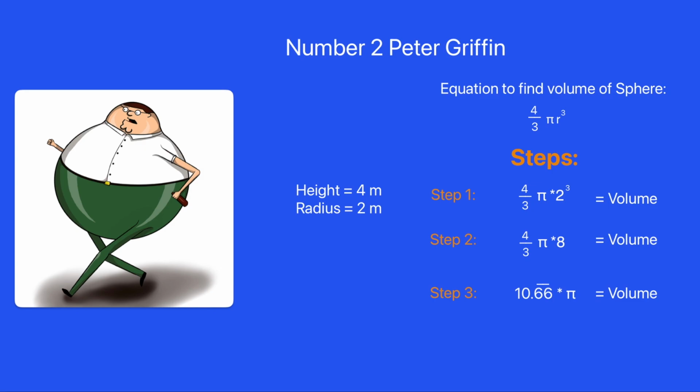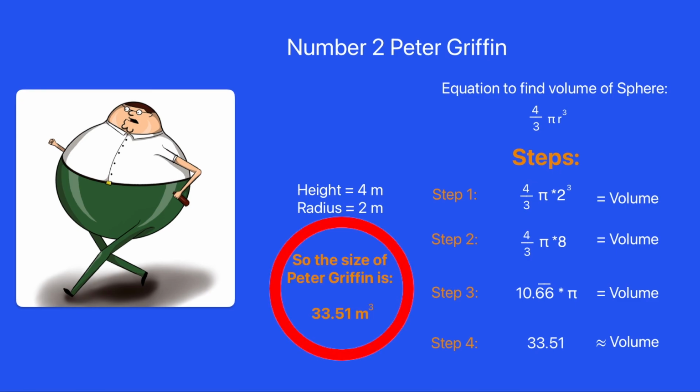We want to keep pi till the end, so what we're going to do is do the other steps first, which is going to be 4 over 3 times 8. And 4 over 3 times 8 is 10.666 repeating. The line over the 6 means that the 6 will keep repeating forever and ever. Our last and final step is to multiply 10.6666 by pi, which gives us the value of 33.51. Remember, when you're writing a value for a volume, you always have to use cubed at the end, so meters cubed or centimeters cubed.